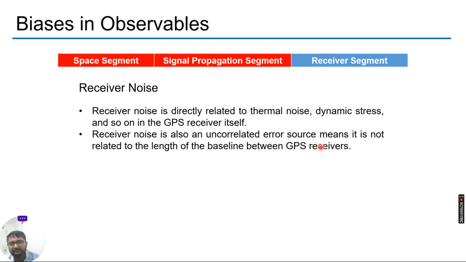And then we have noises, thermal noises, and dynamic stress also, which are available in the nearby environment, which also cause receiver noise. Then we should use the signal to noise ratio, that is, what signal strength we are receiving. If the signal strength is good, then we should consider that particular observable for our user location calculation.